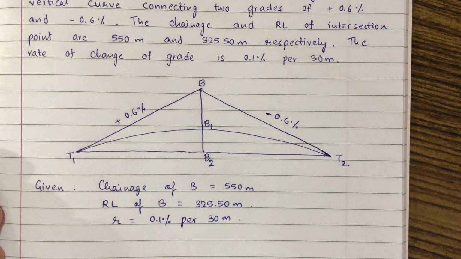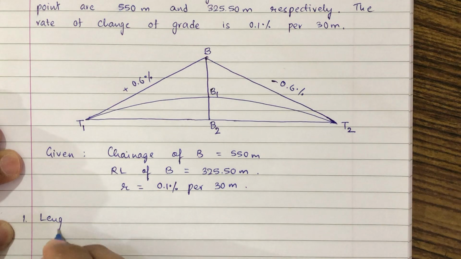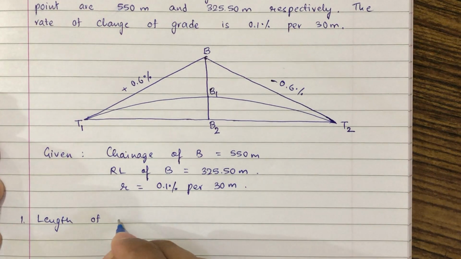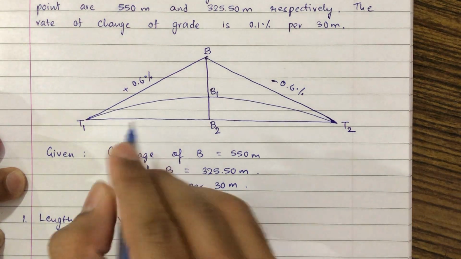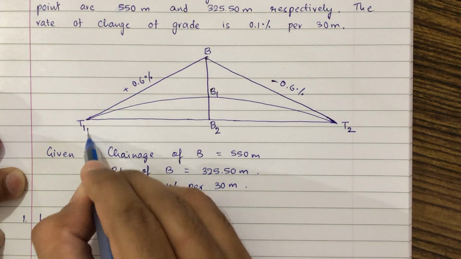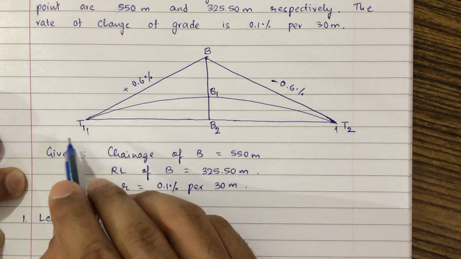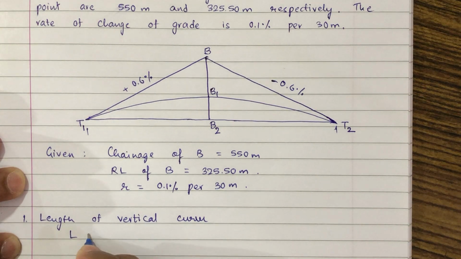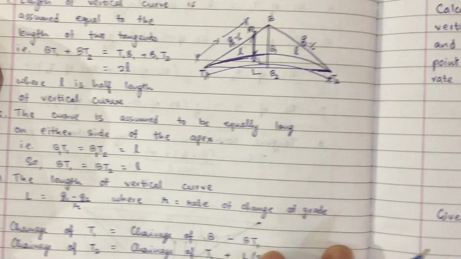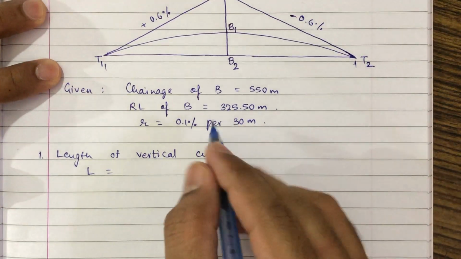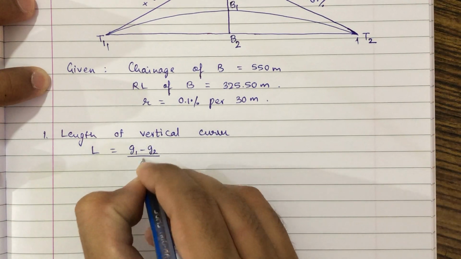So first of all, we need to calculate the length of vertical curve. The length of vertical curve means this total length from here till here. The total length L we need to calculate. The formula for L is given as G1 minus G2 upon R.